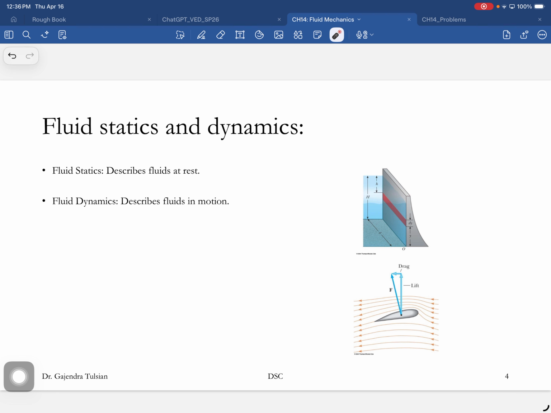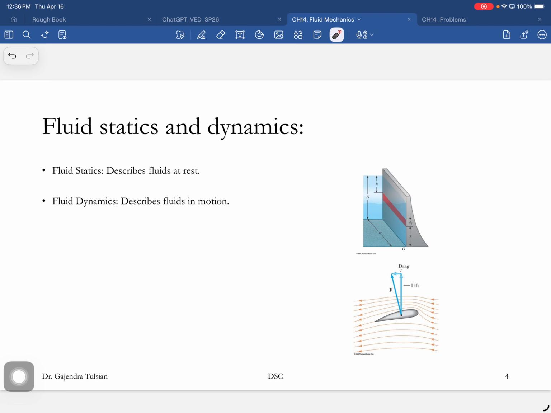All right, so what this chapter is about is applying Newton's laws to liquids. Okay? And we'll break it up into two parts. What we'll do is, first we'll study fluids at rest. We'll study the properties of fluids at rest, and then we'll study the properties of fluids in motion.